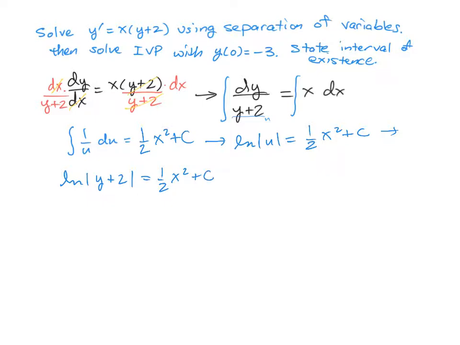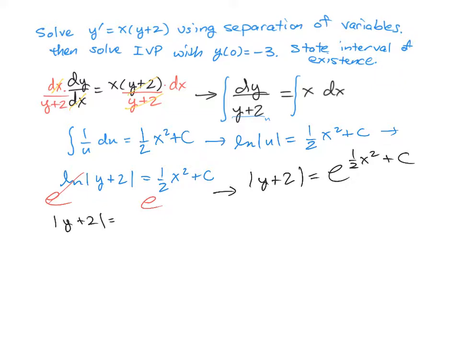Whenever possible, we want to solve for y. In this case, we can do it with a little bit of algebra. We can first take the inverse of the natural log function, which is the exponential function, and apply it to both sides. So we end up with just the absolute value of y plus 2, and that's equal to e to the 1/2 x squared plus c.